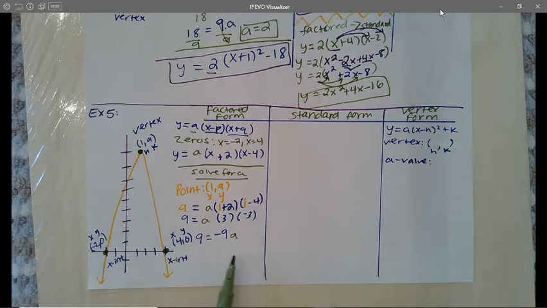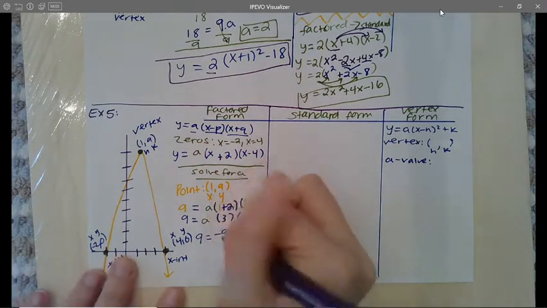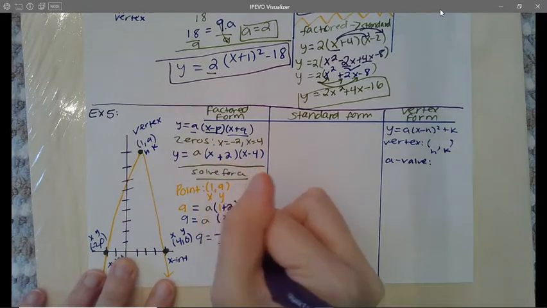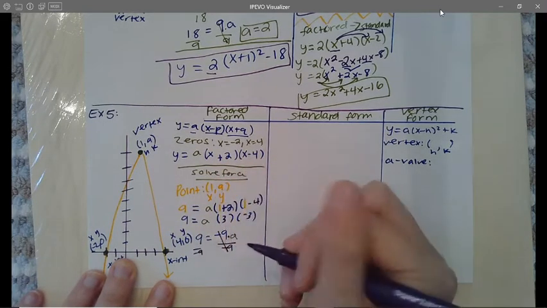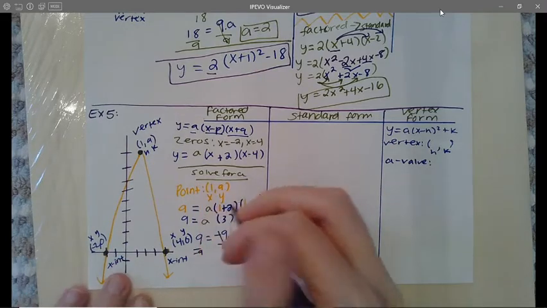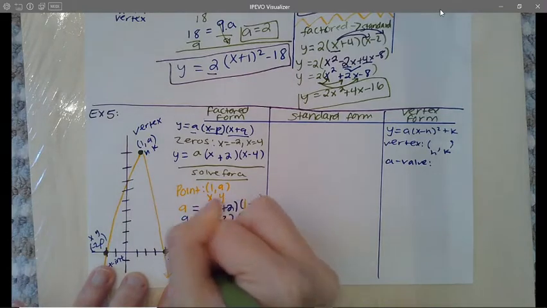Okay, and then from here I just solve for a, which the way that I bring -9 to the other side, well, the -9 and the a are secretly multiplying, so the way I bring -9 over is by dividing it on both sides, which -9 divided by -9 will cancel and turn to 1. 9 divided by -9 is -1, so a is -1.